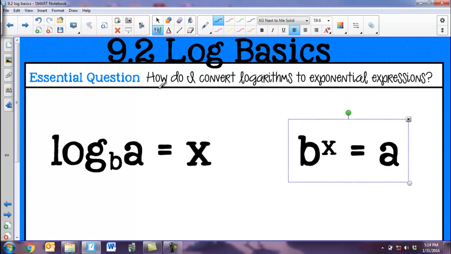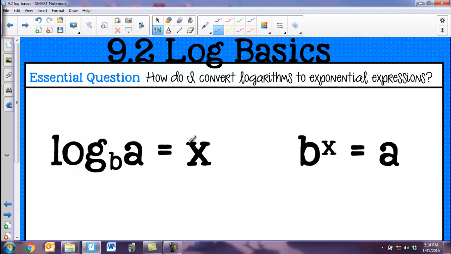Okay, so let's first review all of the pieces of logs. This is going to be one of our log expressions, and when I look at this, down here, the little b is called my base, just like in an exponent. So this would be log base b of a equals x. The a is what we're going to call the argument, the thing that is inside the log. And x is actually your exponent, the thing on the other side of the equal sign.